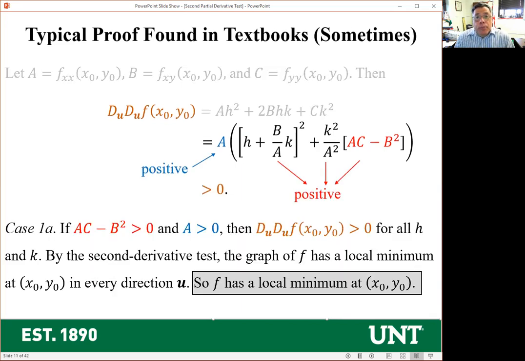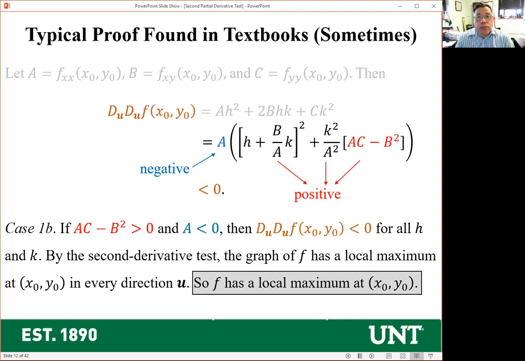Case 1a. Suppose that the red expression ac minus b squared is always positive, and suppose that the blue a is also positive. Then everything's positive, and we're guaranteed that the second directional derivative in the direction of u is greater than 0 for all h and k. By the usual second derivative test from Calculus 1, that means that x naught, y naught must be a local minimum in every direction, and therefore x naught, y naught must be a local minimum of f.